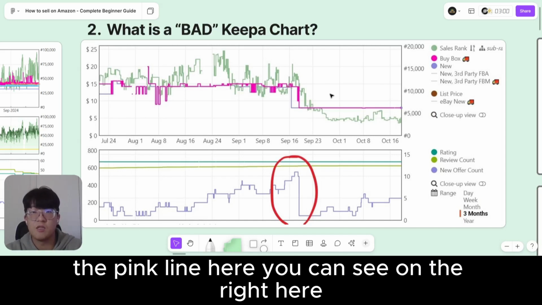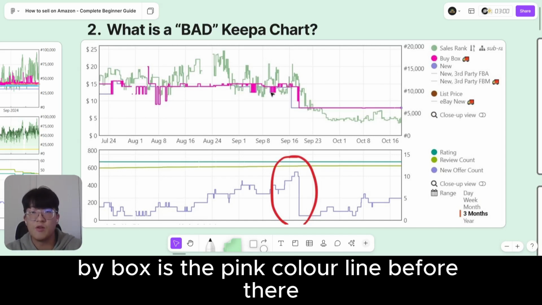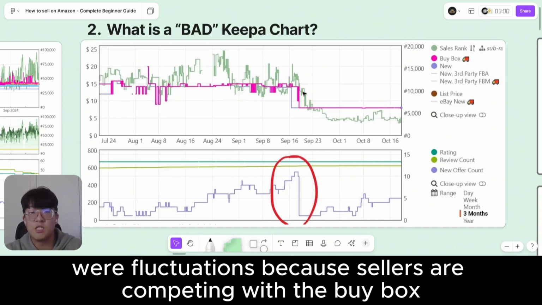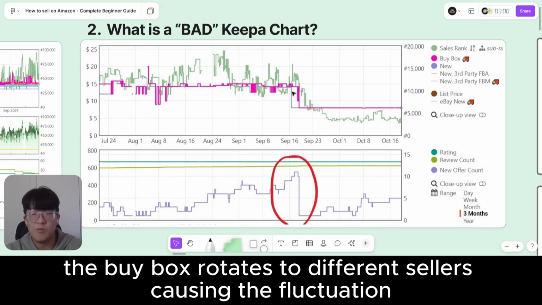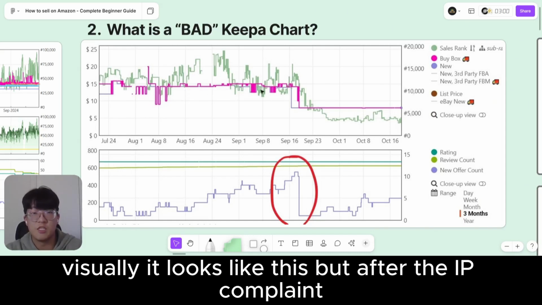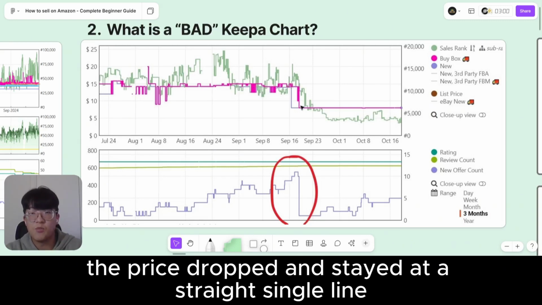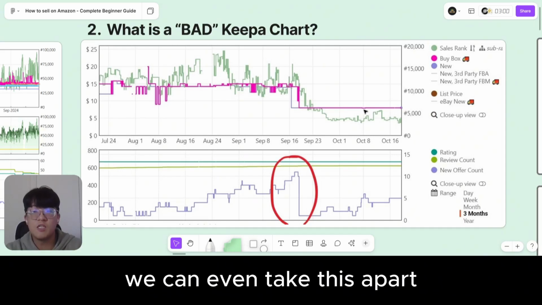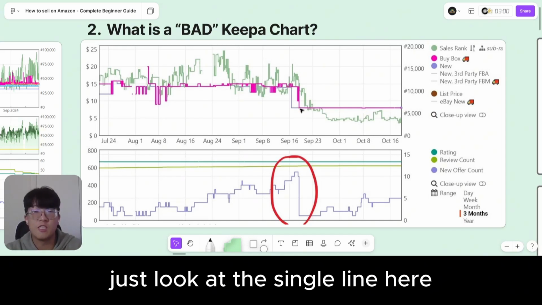You can see it right away. Buy box, the pink line here. You can see on the right here, buy box is the pink color line. Before, there were fluctuations because sellers are competing for the buy box. The buy box rotates to different sellers, causing the fluctuation. Visually, it looks like this, but after the IP complaint, the price dropped and stayed at a straight single line. We can even take this apart. Just look at the single line here.